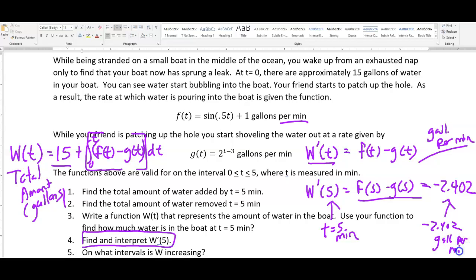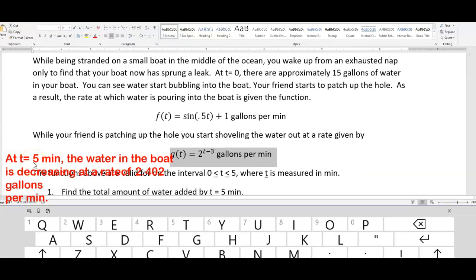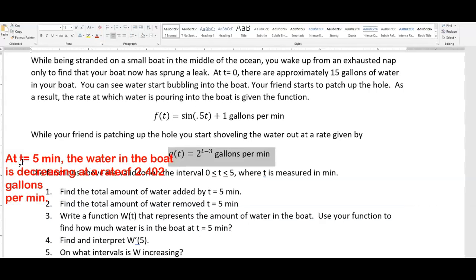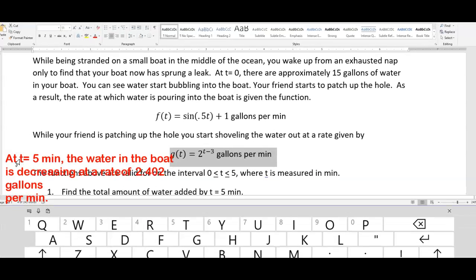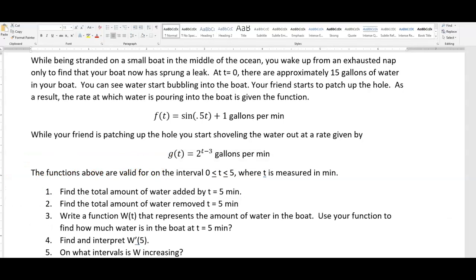So what is my interpretation? Basically, this means that at T equals 5 minutes, the amount of water in the boat is decreasing at a rate of 2.402 gallons per minute. So I'll write that out. And there you guys have our little interpretation there. You need to pause the video and write that down. That's fine. All right, so I'm going to clear that out though and move on to our next one.